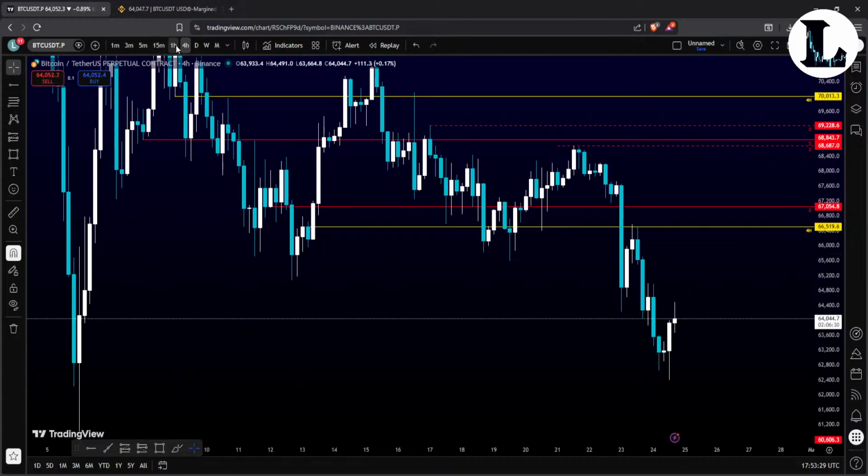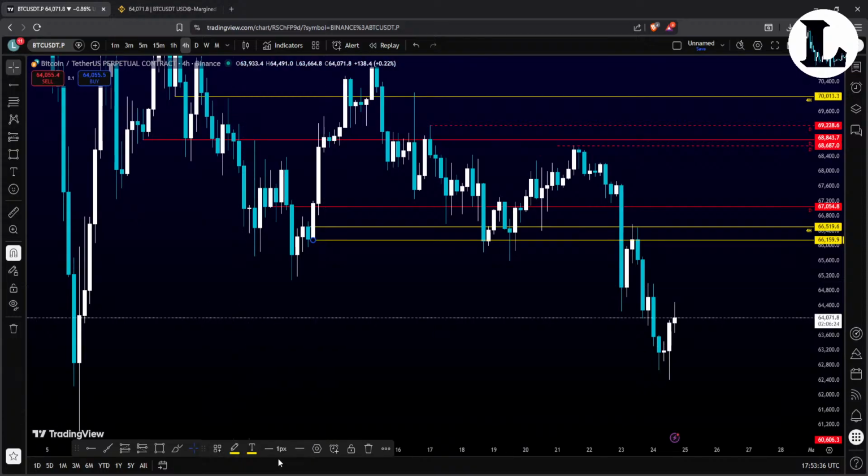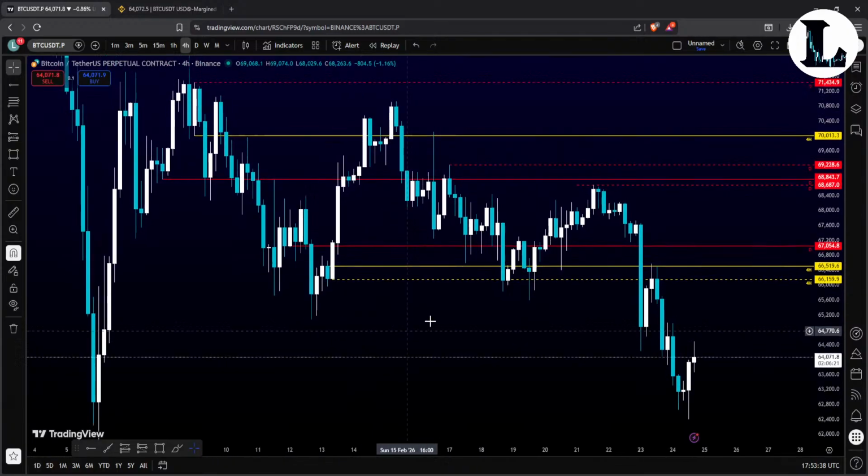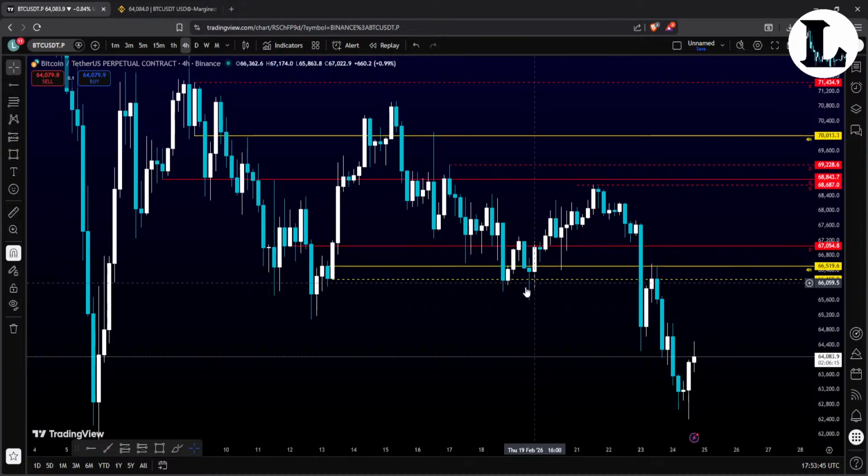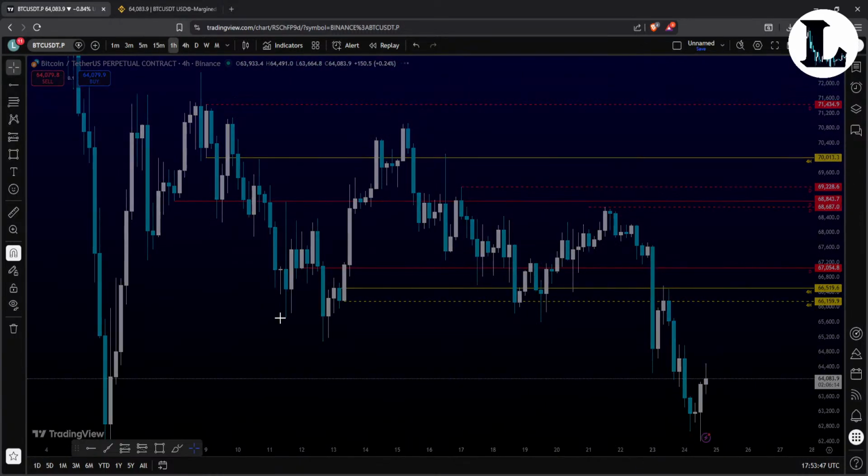Let's find the 1-hour here. But I'm going to mark actually the break level here, because it's the one that showed me that the price was going to break down after this one, and especially after this one. So let's go to the 1-hour.